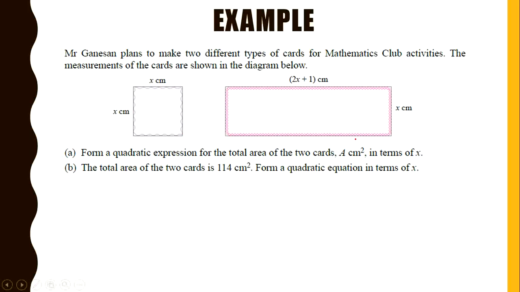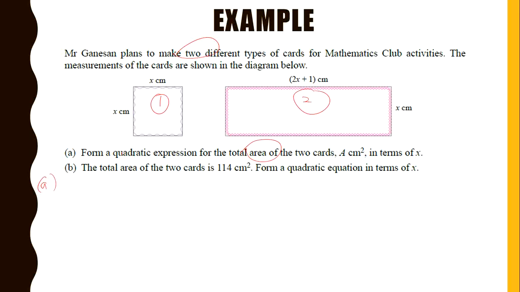Okay. So look at this example, because now we want to form a quadratic equation based on situation. Let's look at what situation this is. Mr. Ganesan plans to make 2 different types of cards with mathematics club activities. The measurements of the cards are shown in the diagram below. Okay, 2 different types of cards. This is the first type. This is the second type. A. Form a quadratic expression for the total area of the 2 cards, A cm square, in terms of x.